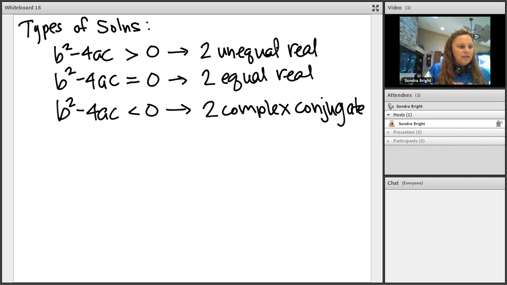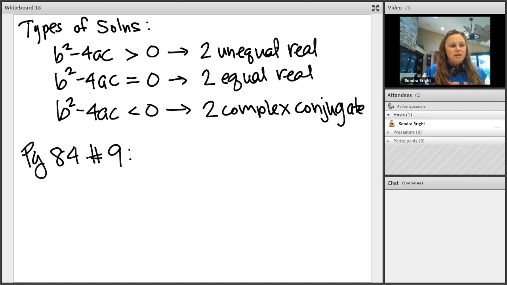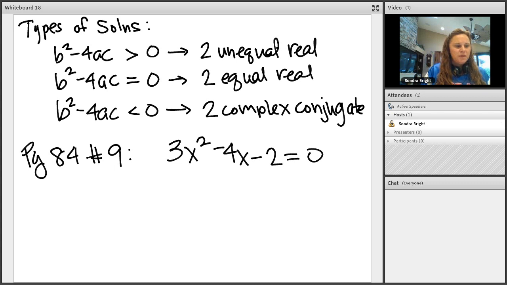So anyway, let's do an example of that. Page 84, number 9, says to describe the types of solutions for 3x squared minus 4x minus 2 equals 0. And so here your a is 3, your b is -4, and your c is -2.